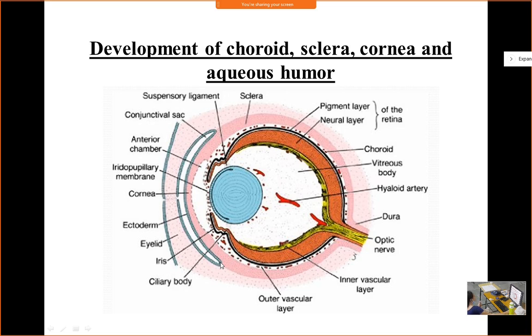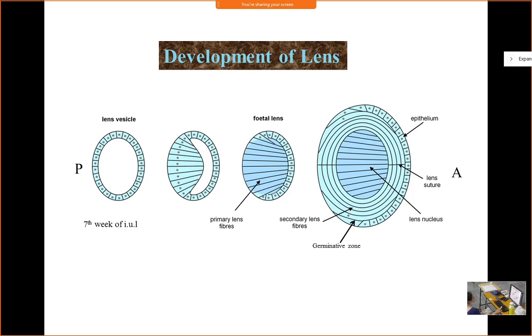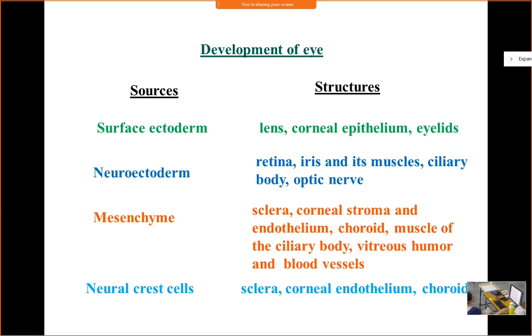At the end of the 6th month of intrauterine life, these two eyelids are separated from each other. Okay, so eyelids are also formed from the surface ectoderm. Now the neuroectoderm: the retina, both the pigmented layer of the epithelium and the neural layer, the iris, part of the ciliary body, and the iris muscles, that is the sphincter pupillae and dilator pupillae, are also developed from the neuroectoderm. The optic nerve is also developed from the neuroectoderm.